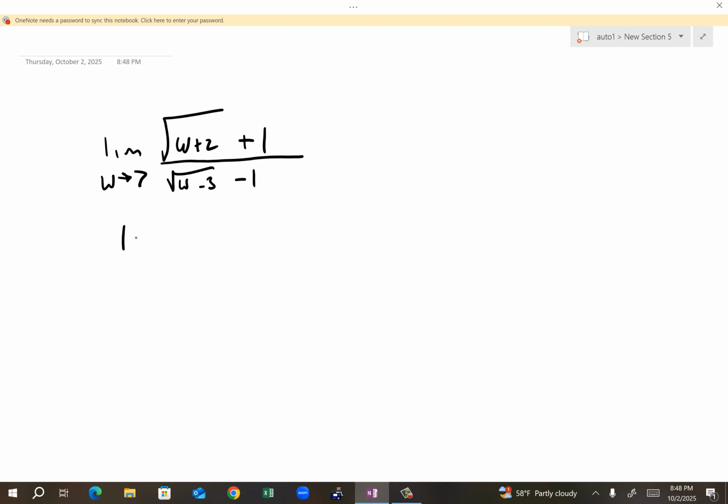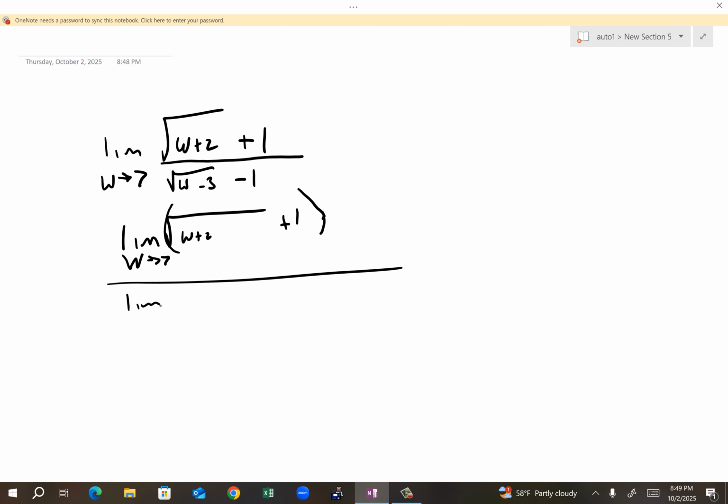We're good. I'm going to go ahead and do it this way and bring the limit up on the top. So the limit as w approaches 7 of the square root of w plus 2, plus 1. Take the limit of the whole numerator. Groom, could I have just multiplied? Could I just put that with both of them? I could have, but I'm going to do it this way if you don't mind.